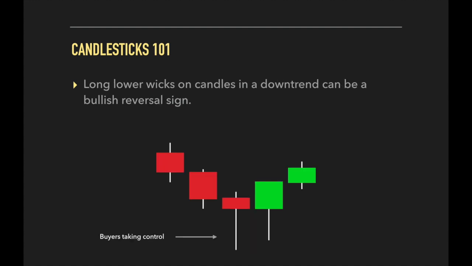Now the same is going to be true for stocks that are in a downtrend. Once you start to see a lot of long lower wicks on candles when the stock is in a downtrend, this can many times be a bullish reversal sign, which allows us to spot an area where buyers are taking control of the stock, and many times can be a great opportunity for us to buy into the stock and profit from that bullish reversal.